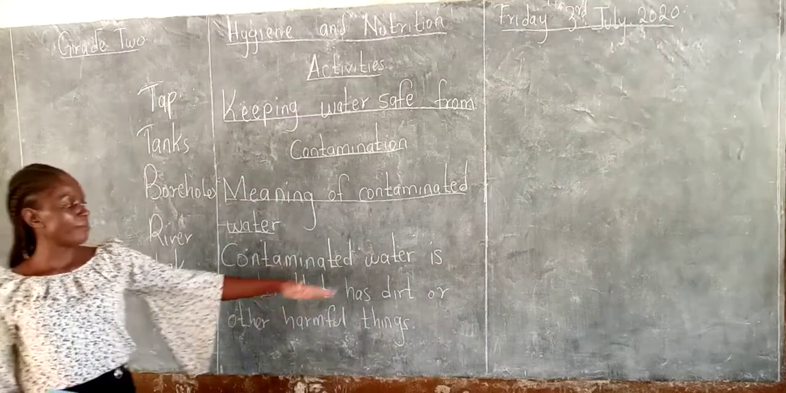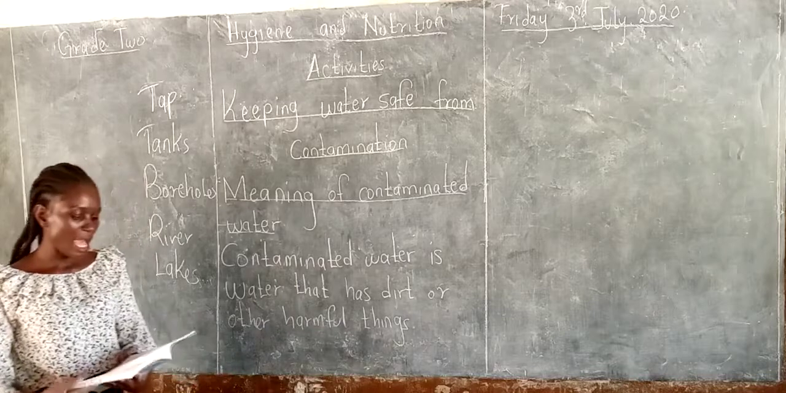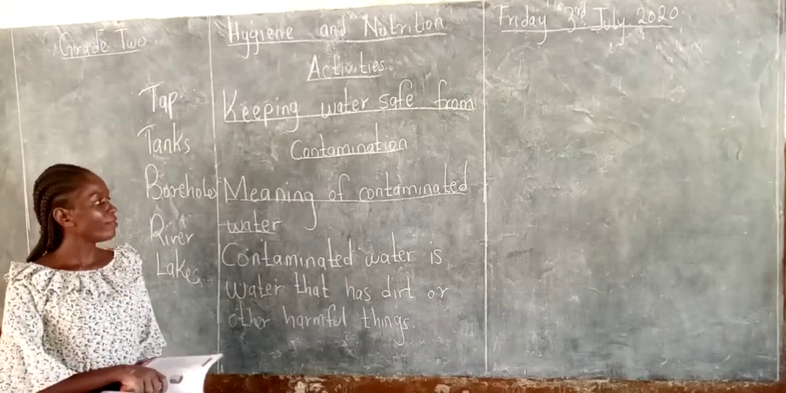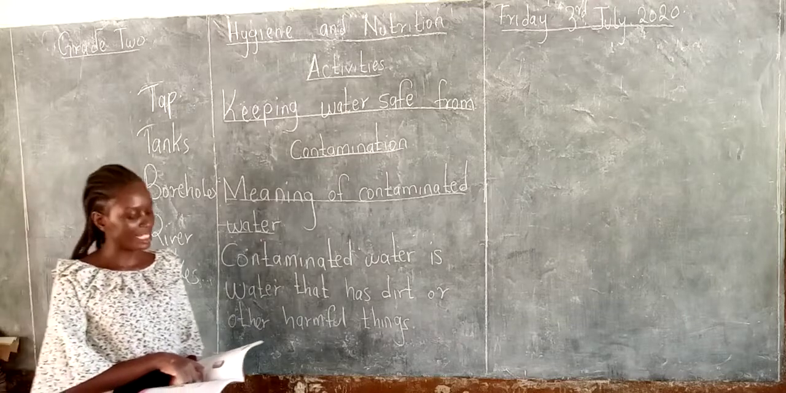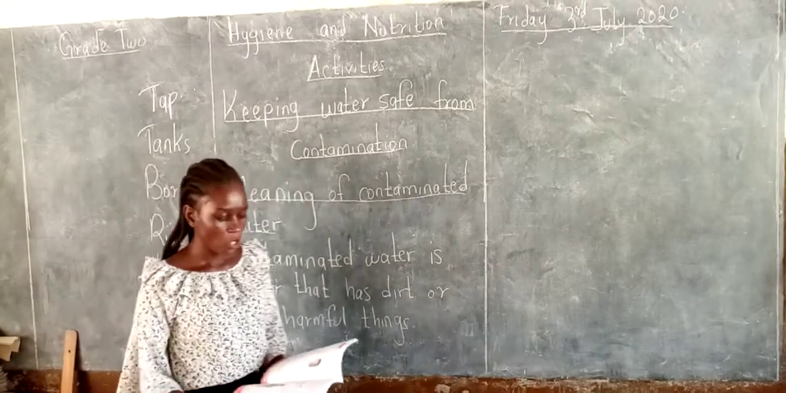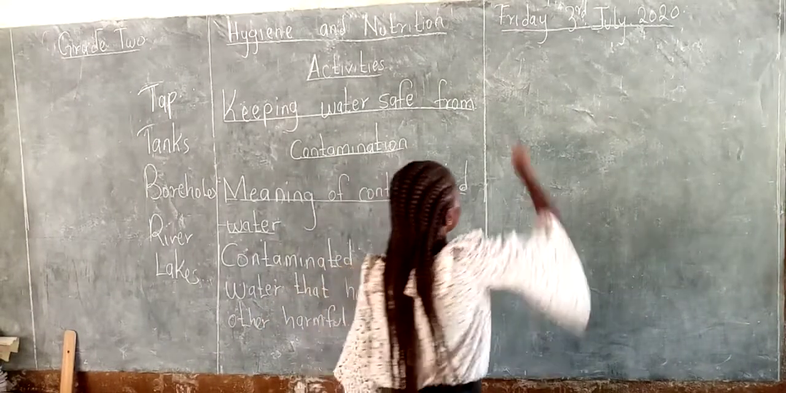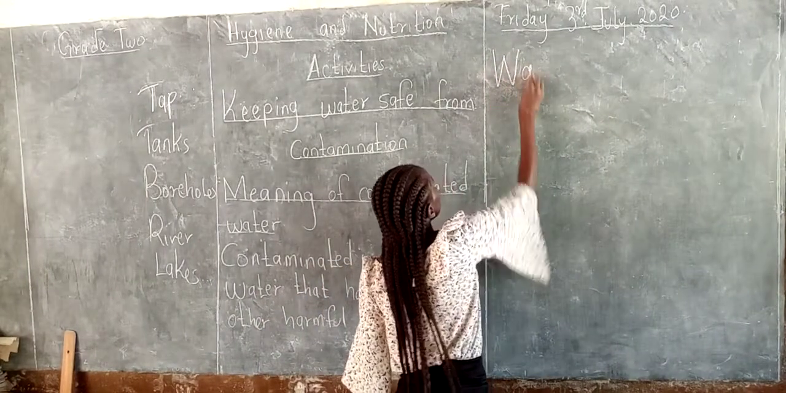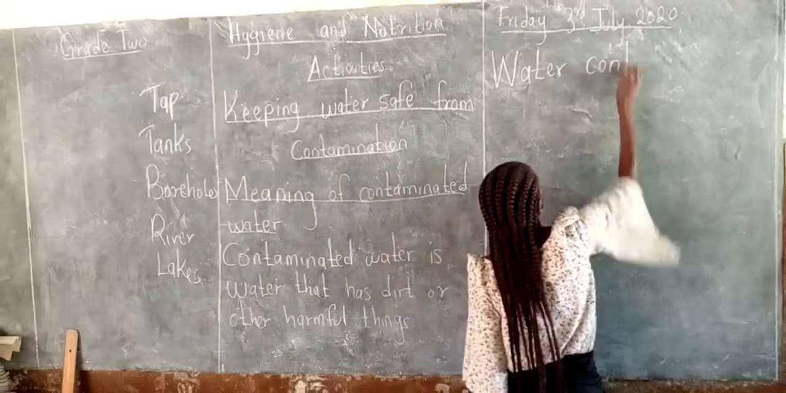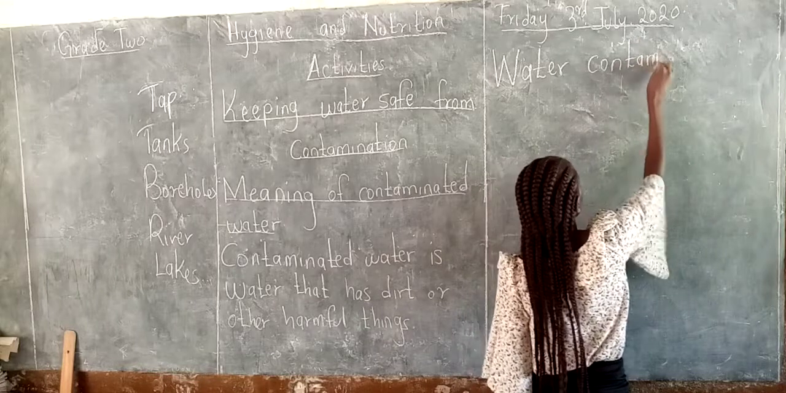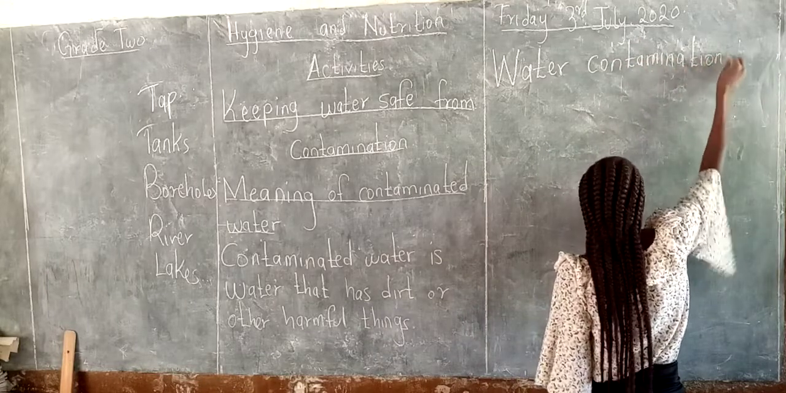We've talked of contaminated water and we've said it has dirt or other harmful things. And when we started, I said by the end of this lesson, you should be able to answer the question, what is water contamination?